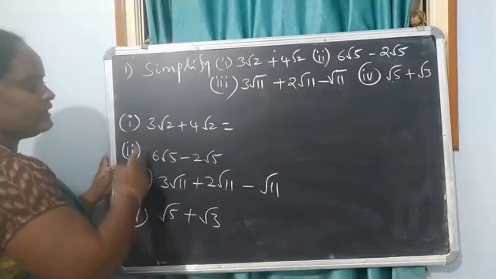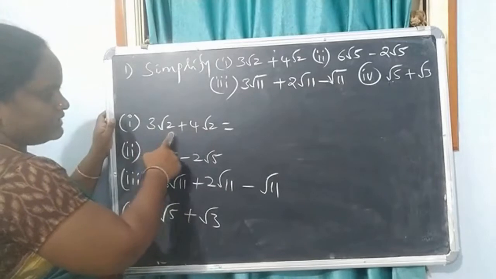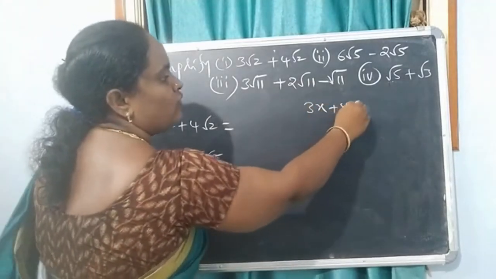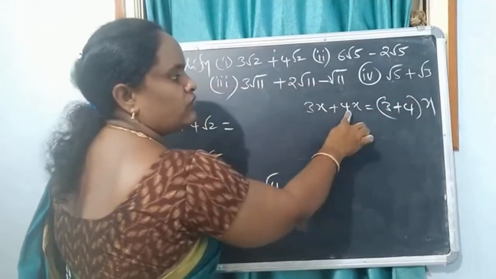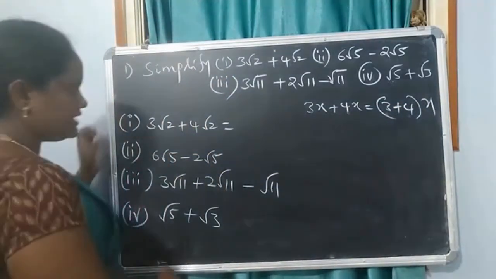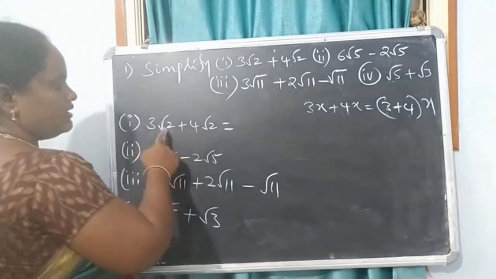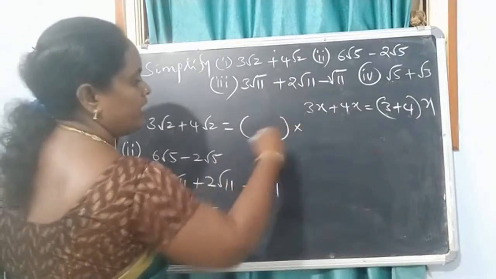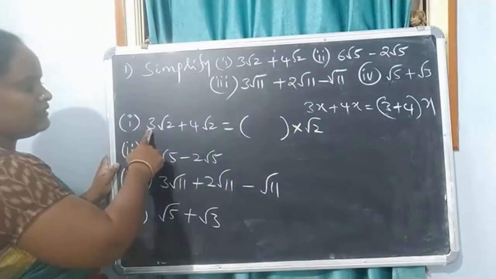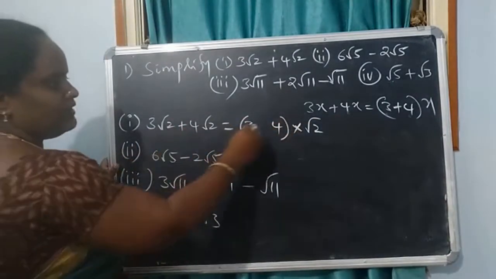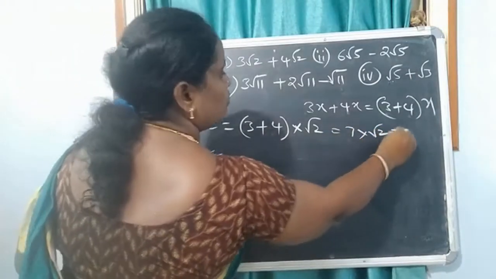So here it is like algebra only. If root 2 is like x, then 3 root 2 means 3x and 4x. How will we do 3x plus 4x? x is common, 3 plus 4, the coefficients are 3 and 4. In the same way, in 3 root 2, 3 is the coefficient, in 4 root 2, 4 is the coefficient, and root 2 is common. So let me take root 2 outside and write it as into root 2. What is the sign in between? Plus. So 3 plus 4, that is 7 into root 2, which can be written as 7 root 2.